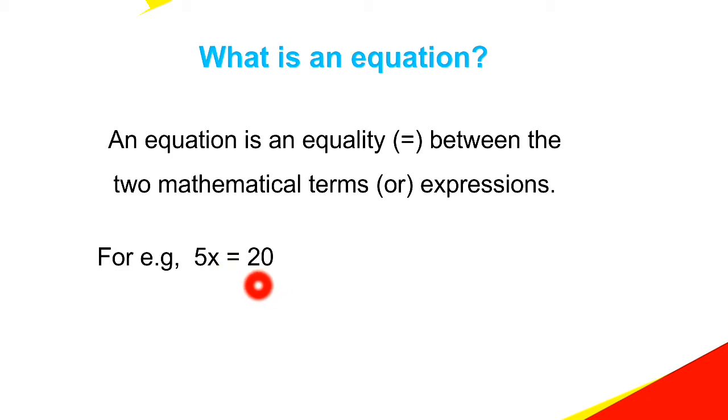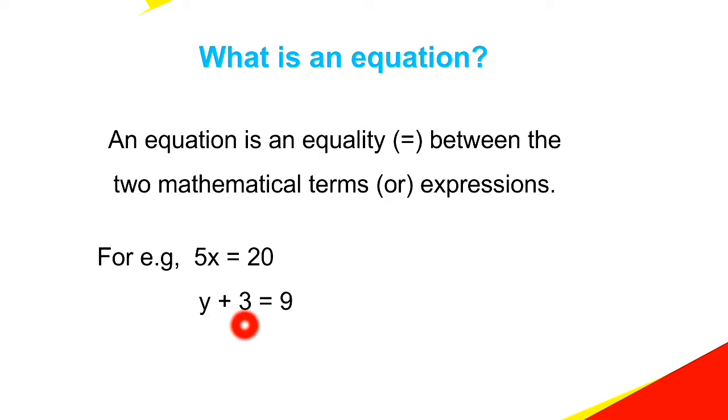Which type of term is it? Right, constant term. And these two are separated by the symbol. What is that symbol? Right, equals to. So we can call this an equation, right? 5x is equals to 20. Next, one more example.